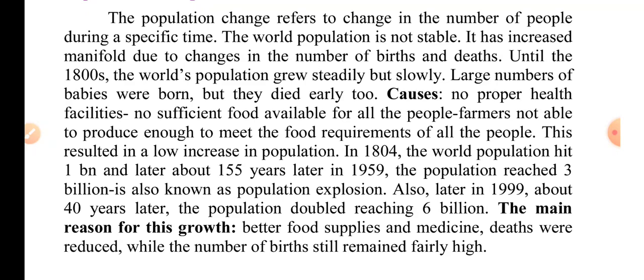In 1804, the world population hit 1 billion, and later, about 155 years later, in 1959, the population reached 3 billion, also known as the population explosion. Later in 1999, about 40 years later, the population doubled, reaching 6 billion. The main reason for this growth is better food supplies and medicines. Deaths were reduced while the number of births still remained fairly high.